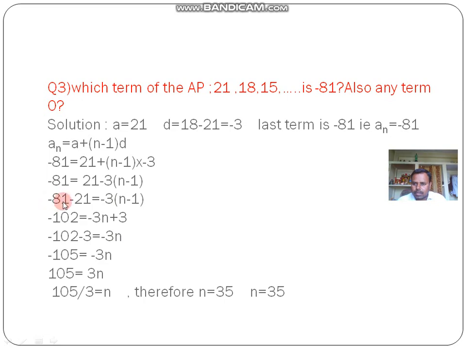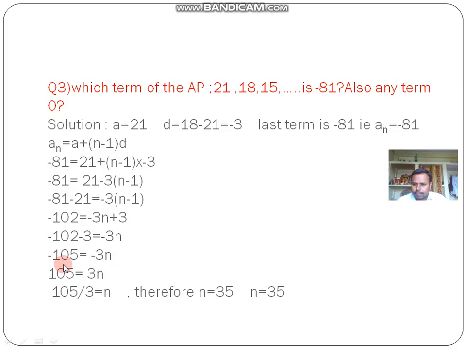Then if you add these two terms, you will get -102. So -102 is equal to -3 into n minus 3n. Minus into minus is plus, so you multiply this minus and this minus, you will get plus. So 3 into 1 is 3. Then again you transpose this +3 to the LHS, it becomes -3. So that is equal to -3n. Therefore -105 is equal to -3n.